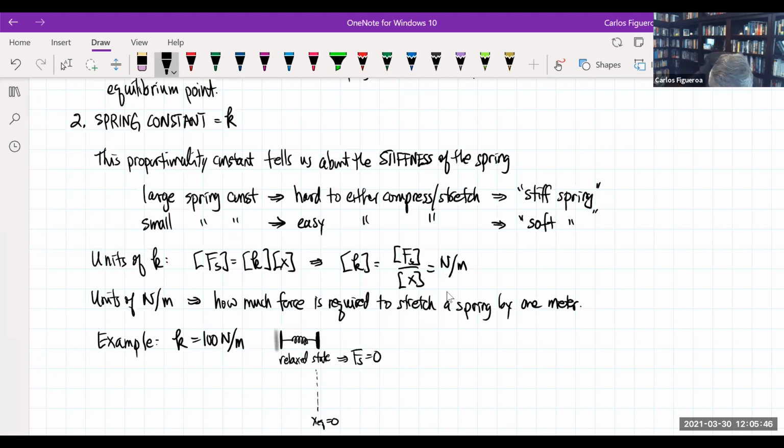So now I'm going to imagine that I stretch the spring. How do I stretch the spring? From the equilibrium point. So now I take this spring and I'm going to stretch it. How much? I'm going to stretch it a distance of 1 meter. So how much force did I have to apply to stretch this spring 1 meter? I had to apply a force of 100 newtons.